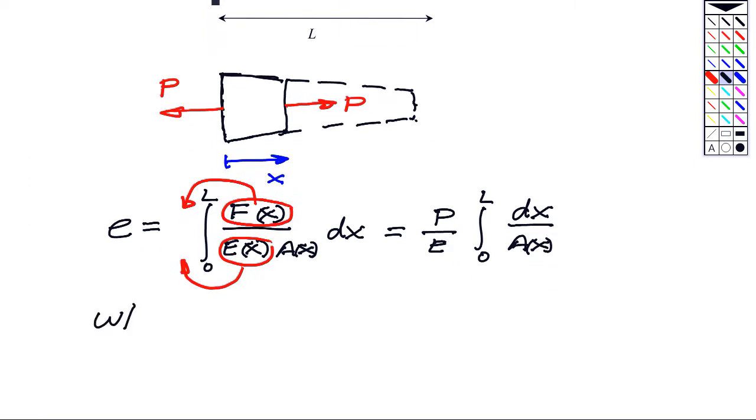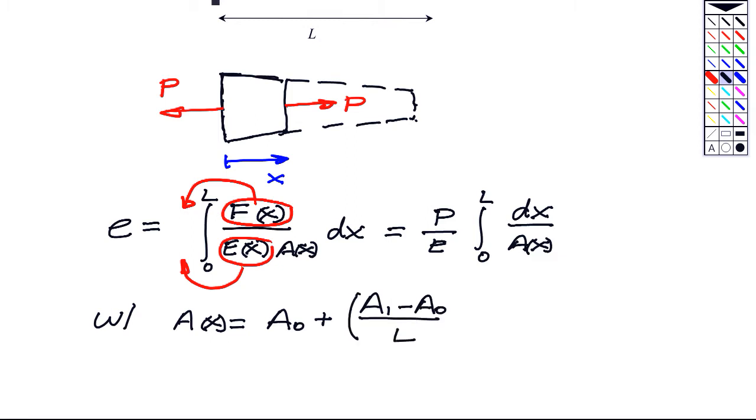It says that the cross-sectional area varies linearly with x. So let me write this as a linear function. It's the area A naught, which is what it is there at the wall. So the slope of this then will be A1 minus A naught divided by L, times x. So that is our function of x.